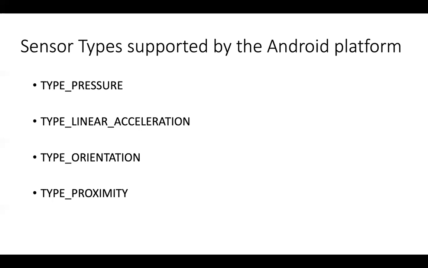The ninth type is proximity. It is a hardware type of sensor, which measures the proximity of an object in centimeters relative to the view screen of a device. This sensor is typically used to determine whether a handset is being held up to a person's ear or not. So the usage is obviously the phone position during a call, whether it is near your ear or how far away it is from your ear, and so on. That is the proximity sensor. So these are a few types of sensors.